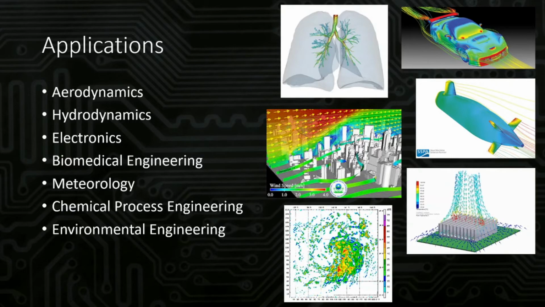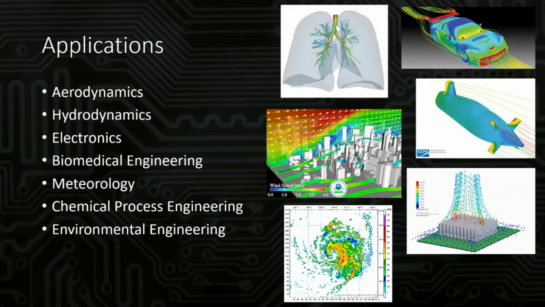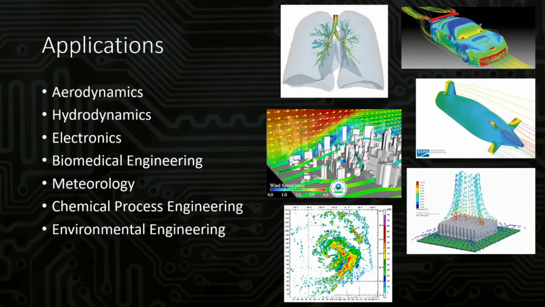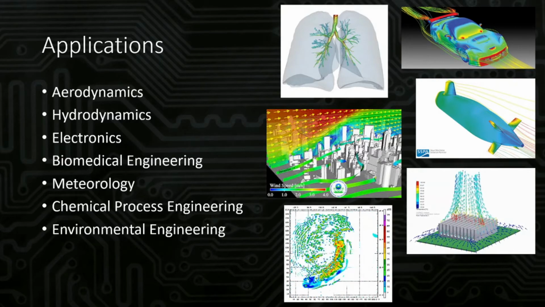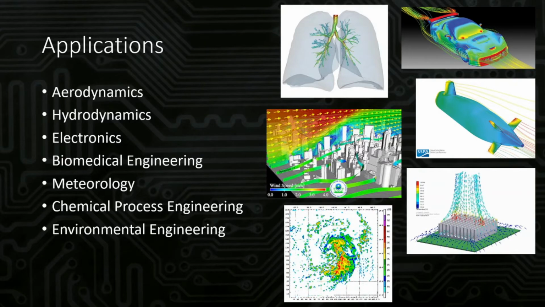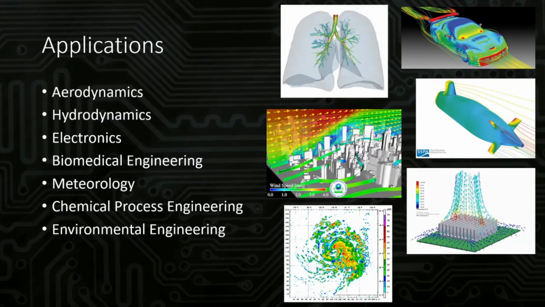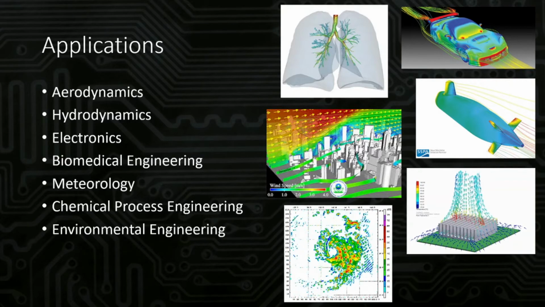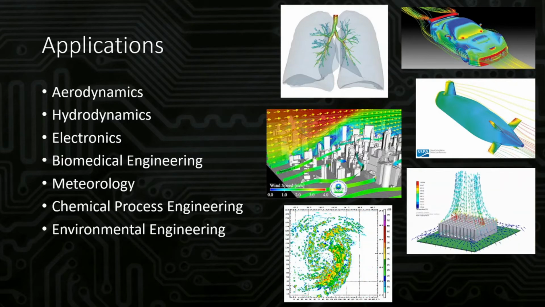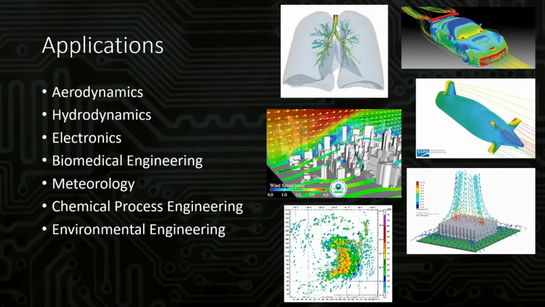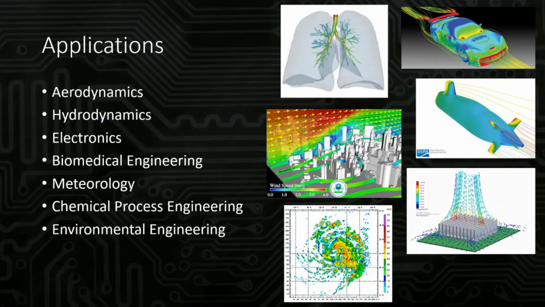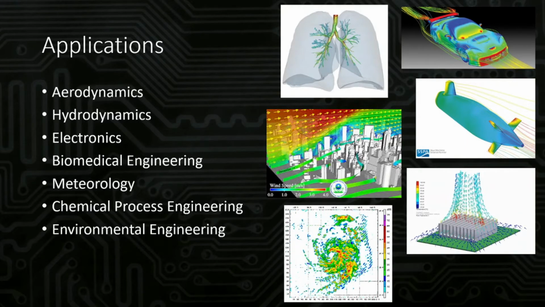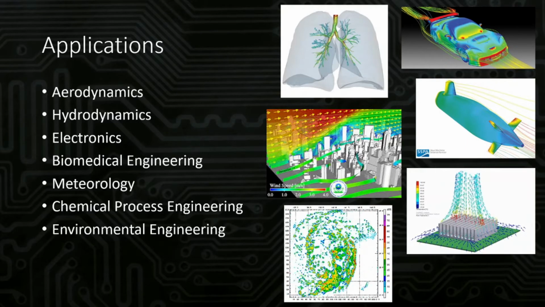So there are many different applications for CFD analysis. One is aerodynamics, say the forces that act on a car moving through air. Another is hydrodynamics, the forces that act on a boat or submarine moving through the water. This can be applied to electronics, so the air moving through a cooling system, say in a computer. Biomedical engineering, you can see how air moves through the lungs or blood moves through the heart. Meteorology, how different storm systems are predicted to move. And this can also be used in chemical process engineering or environmental engineering.